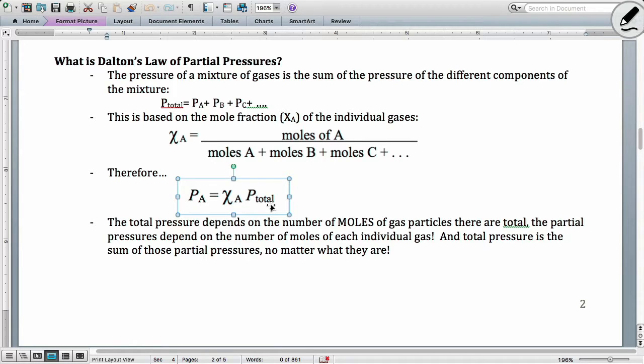Okay, so the pressure and the number of moles are very much the same thing. Total pressure depends on the moles in total. Partial pressure depends on the moles of each individual gas. And the total pressure will always be equal to the sum of those partial pressures, no matter what gas we're talking about. So let's do a hard example problem that takes into consideration some stuff that you'll see later, and then you guys will solve out some basic applications of Dalton's law.